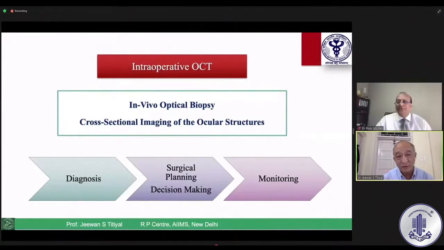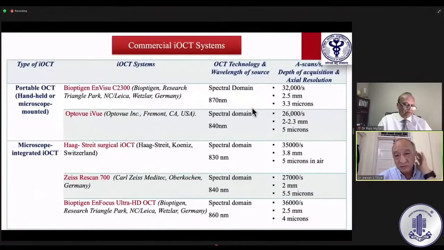And this intraoperative diagnosis will give you a new planning, new customization of surgical steps for your cataract surgery, and also help you in decision making at that particular moment in each step of surgery. And you can monitor what is happening during your surgery also. So these are various commercially available IOCT systems, both handheld and microscope attached. In looking at microscope attachment, we have three companies: Haag-Streit, Carl Zeiss and Bioptigen. All three have a similar range of capturing the images and give you almost a similar way of handling these patients.